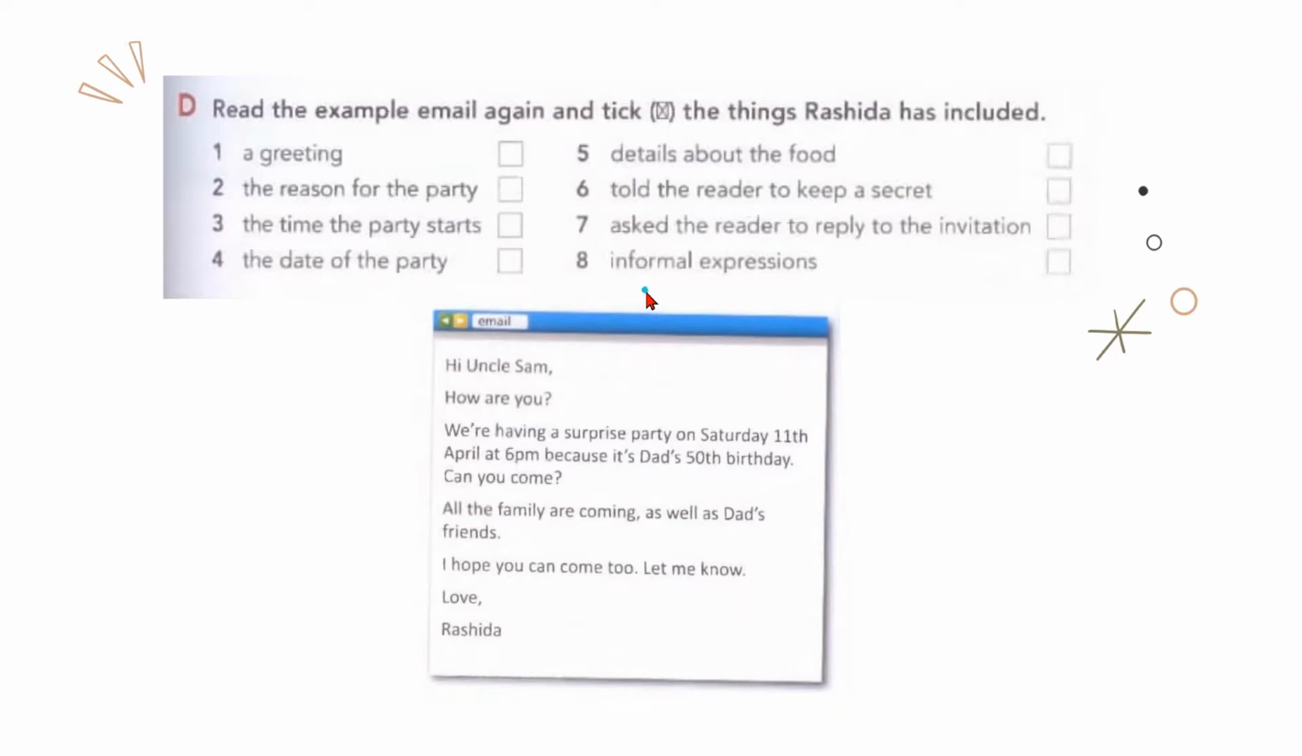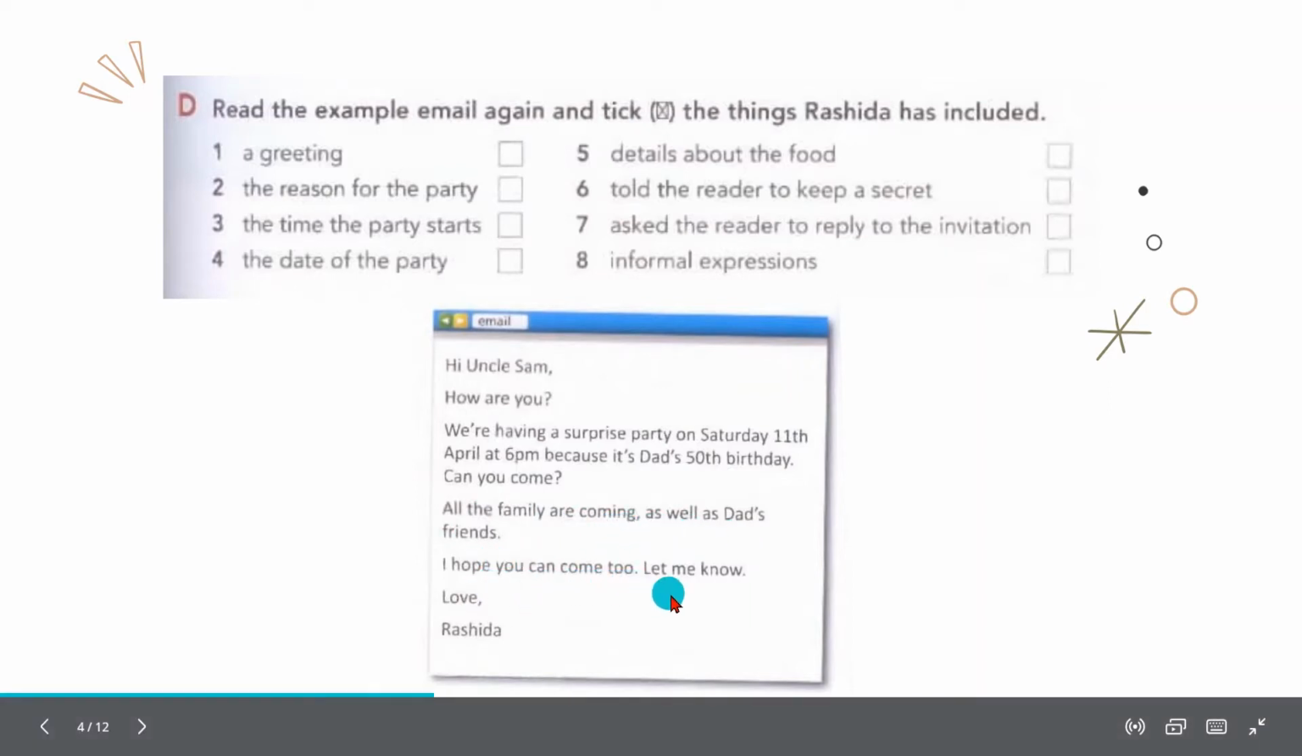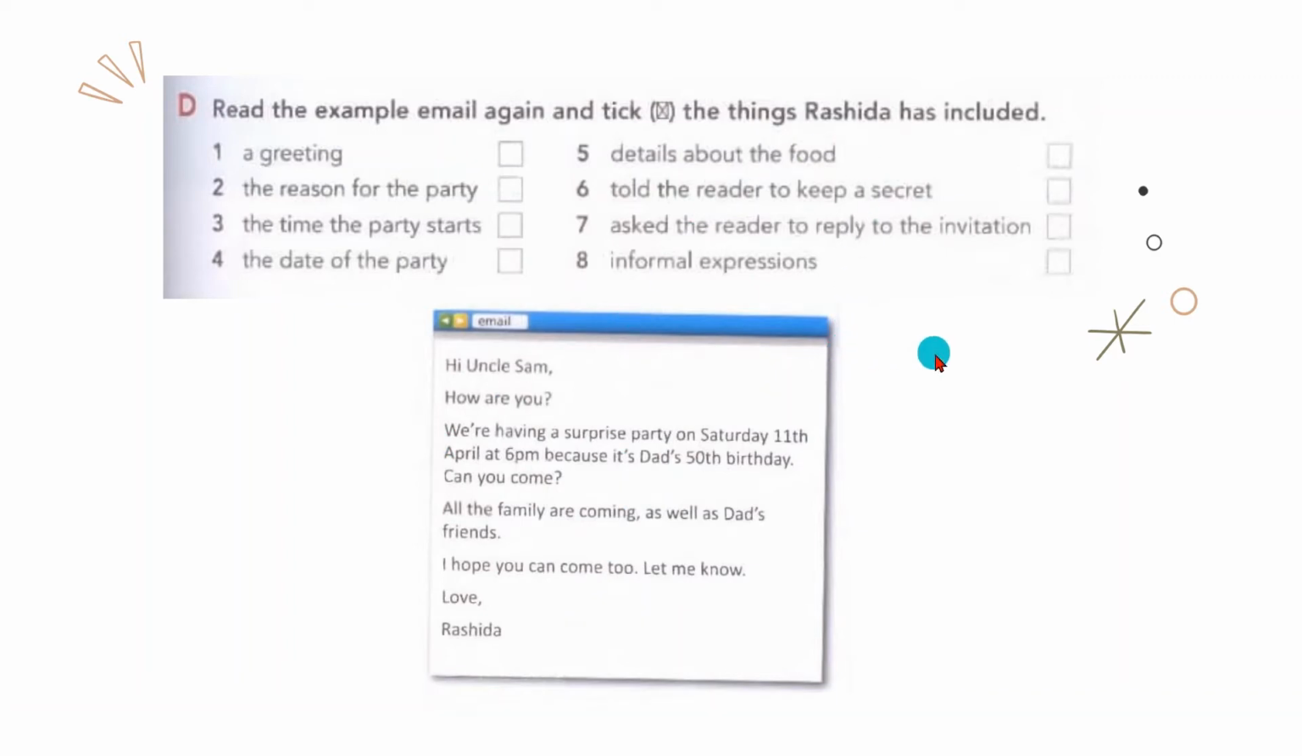And 8, informal expressions. Now we have read this email in our previous lesson, but let's just read it again, okay? Hi Uncle Sam, how are you? We're having a surprise party on Saturday 11th April at 6 p.m. because it's Dad's 50th birthday. Can you come? All the family are coming, as well as Dad's friends. I hope you can come too. Let me know. Love, Rashida. So what are the things that Rashida has included in her email?